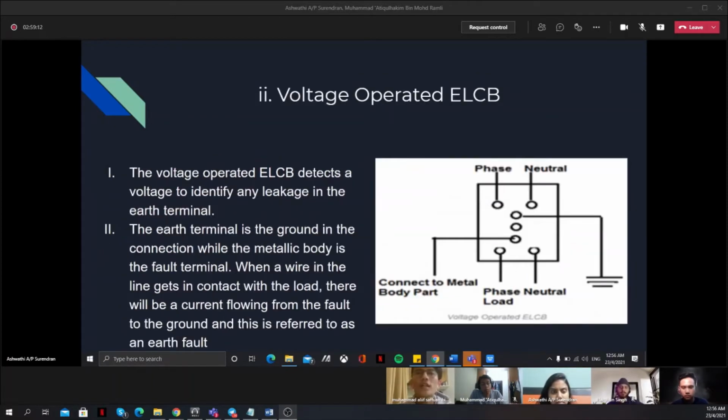Now we go to the voltage operated. Voltage operated ELCB detects a voltage to identify any leakage in the earth terminal. The earth terminal is the ground in the connection, while the metallic body is the fault terminal. When a wire in the line gets in contact with the load, there will be a current flowing from the fault to the ground, and this is referred to as an earth fault. We have some examples for the current operated and voltage operated types that make the circuit work, as shown beside the sentence.